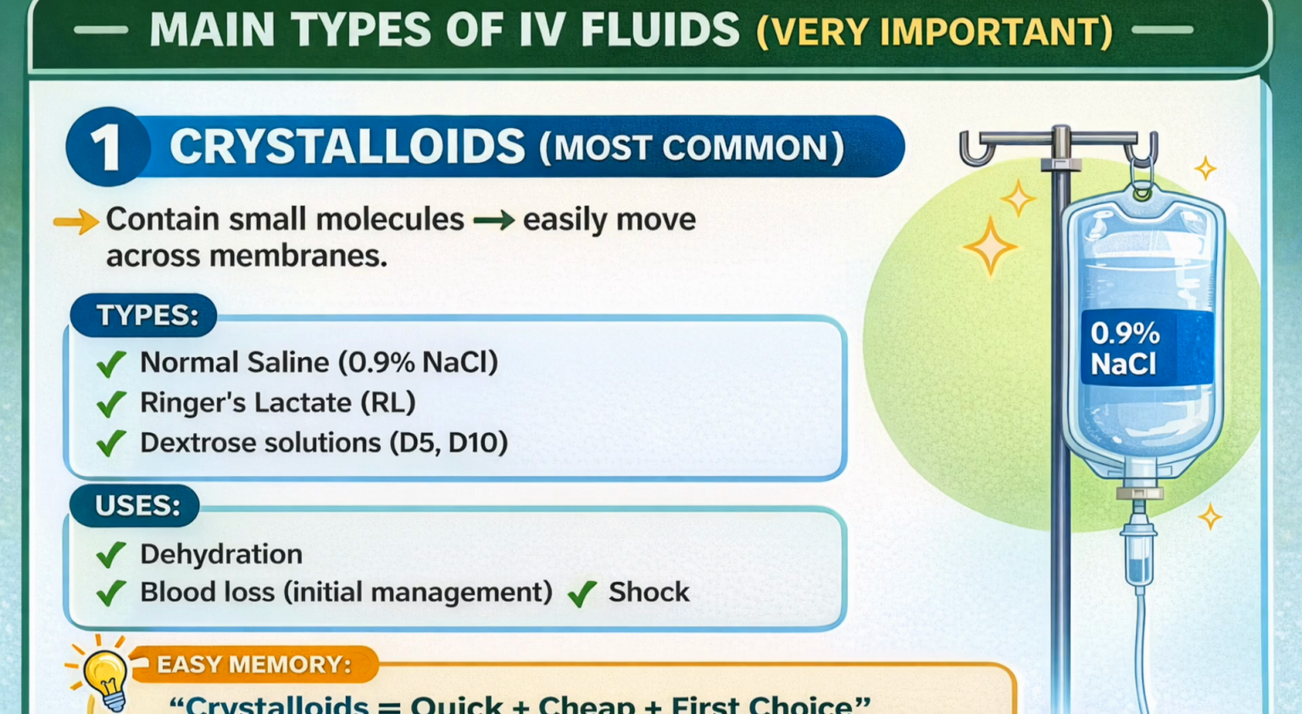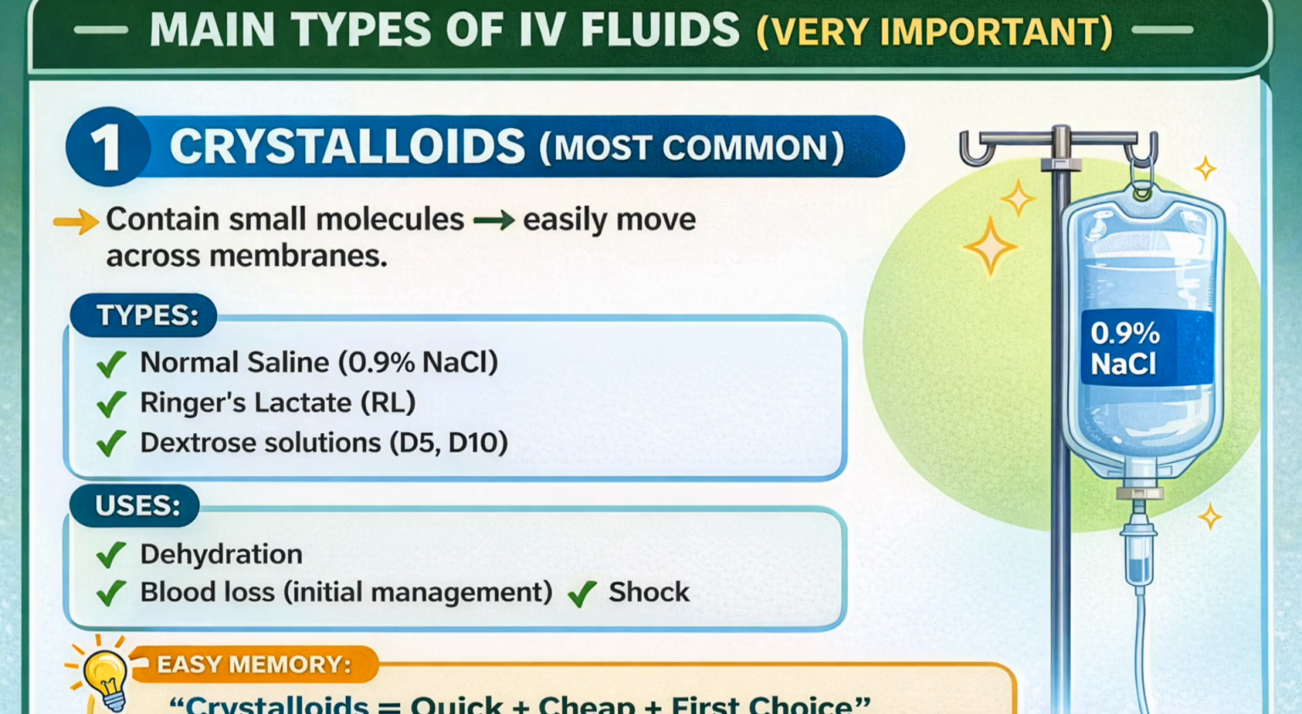Generally we use them during dehydration and blood loss, if the person is in hypovolemic shock. The basic thing to remember about crystalloids is that they are the most commonly used, they are cheap, they are quick, and they are the first choice of IV fluid for every emergency, that is dehydration and blood loss, and they are safe to give in these indications.